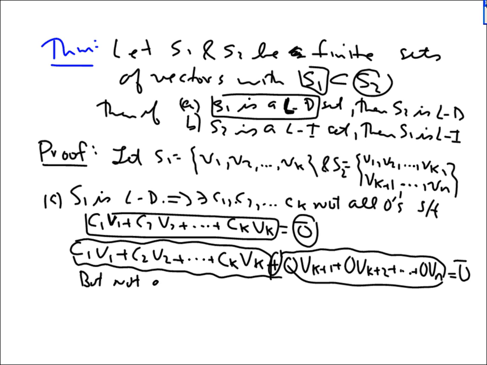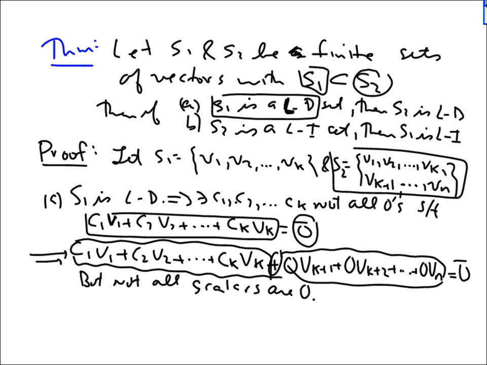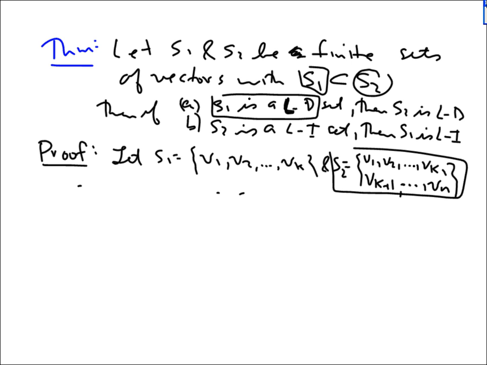But not all scalars are 0. Now, this is a linear combination of the vectors in S2. Hence, S2 is also linearly dependent. They can add on zeros. So A is done. Nobody could say that A is not true.